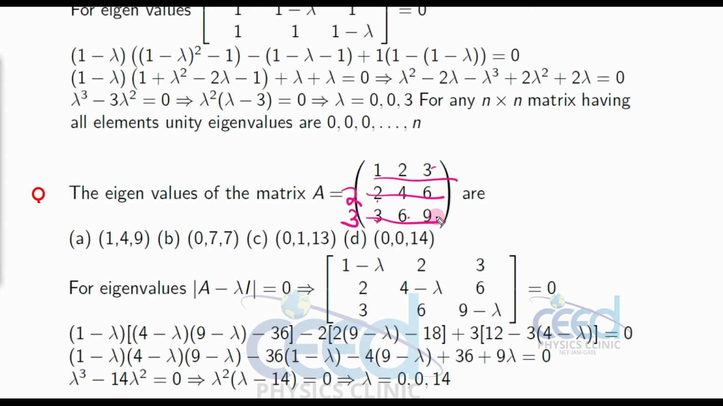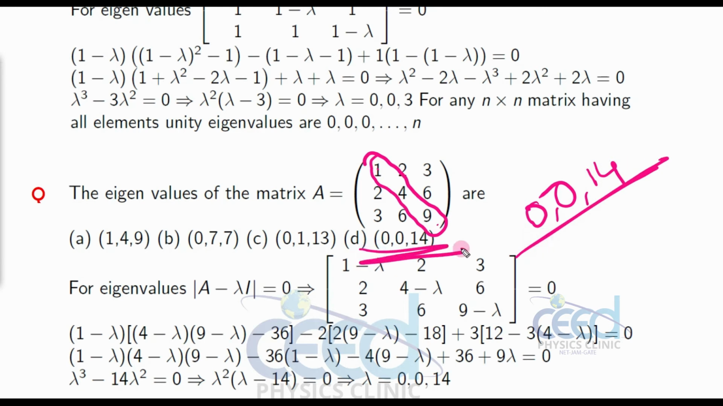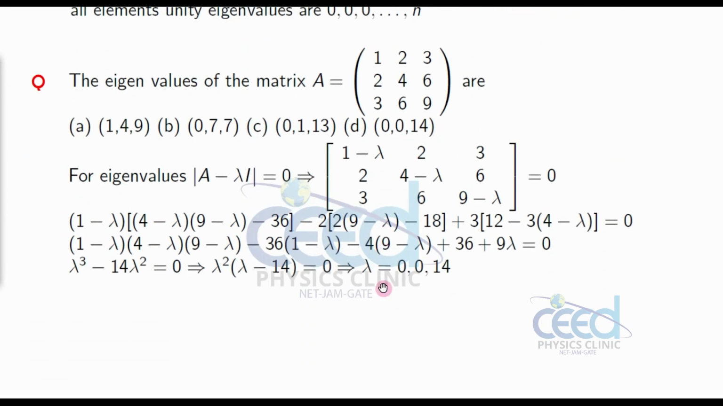What is the trick? The first two eigenvalues will be 0, and the third eigenvalue will be the sum of the diagonal elements, that is 1 plus 4 plus 9, that is 14. So 0 0 14 is the answer. Okay, so we have studied so many tricks. Keep them in mind, as this is a very time consuming question that is usually asked in UGC CSIR NET. If you remember all these tricks, you can easily solve it and score the marks. Okay, now let us go to another question.